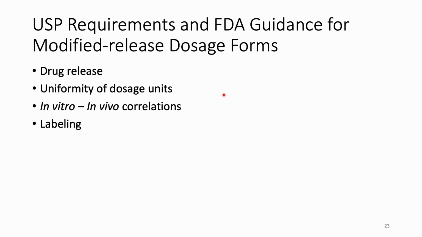As with a conventional delivery system, the extended release system has to undergo different tests and needs to pass the tests and requirements from USP as well as FDA guidance. For modified release dosage forms, there are some additional or more focused testing requirements compared to conventional ones. The important tests for modified release dosage forms include drug release, uniformity of dosage units, in vitro, in vivo correlation, and labeling.